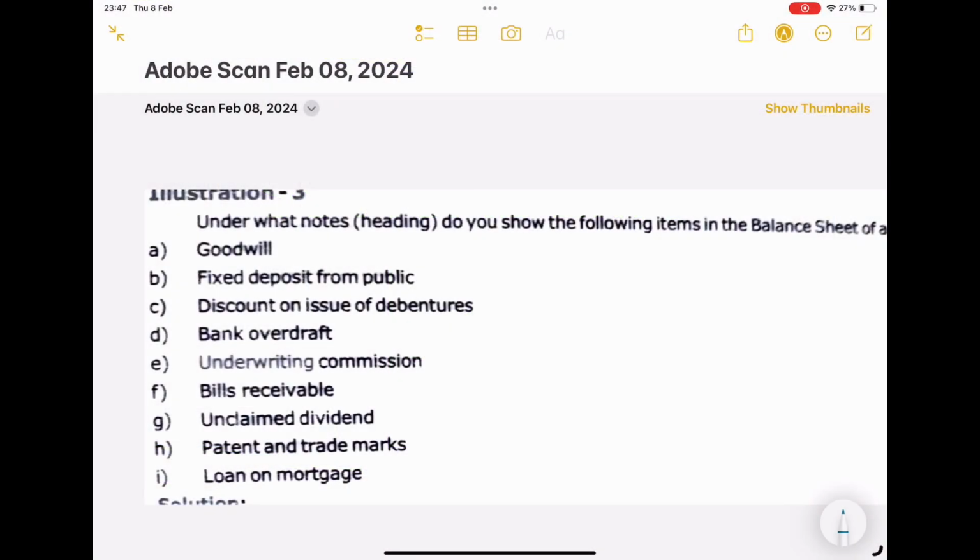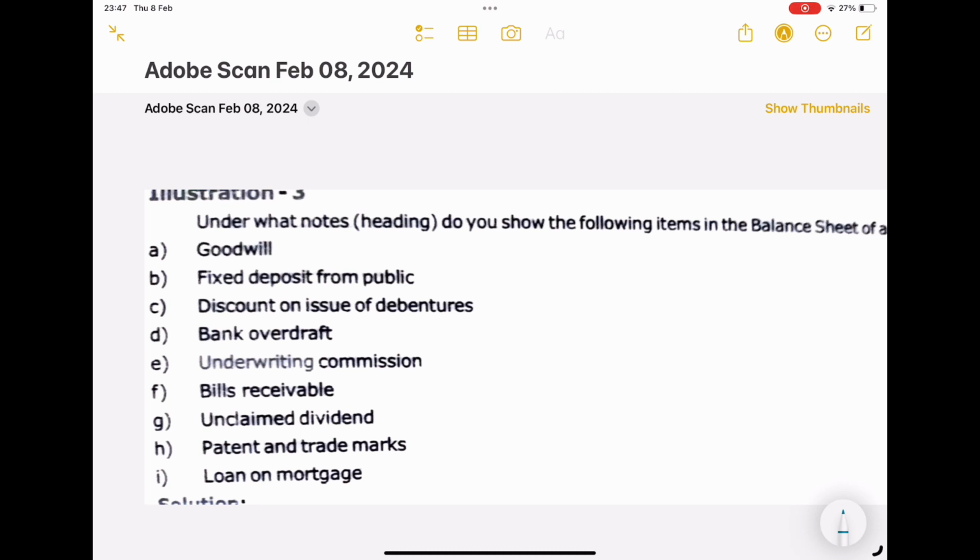In this video we are going to continue with the final statements of the company. Here I have a set of questions which show the items of the balance sheet as well as the income statement. Here we are going to identify in which note number each item will come and under which group it is going to come. Like that we are going to study.